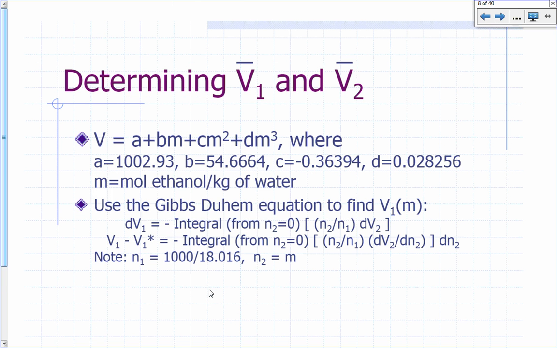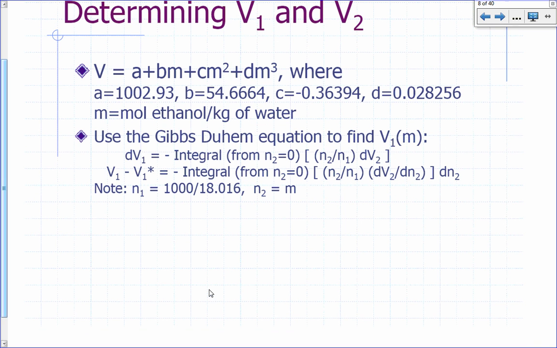All right. So let's go back to that problem we had earlier. Remember, we figured out the partial molar volume of ethanol in water if we knew how the volume of a solution containing 1,000 grams of water depends on the molality of ethanol. Let's see if we can determine it using the Gibbs-Duhem equation. So this would be an alternative way of determining the partial molar volume of component 1.